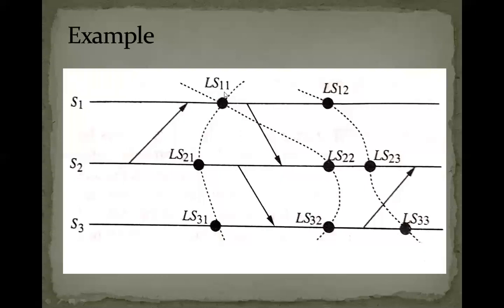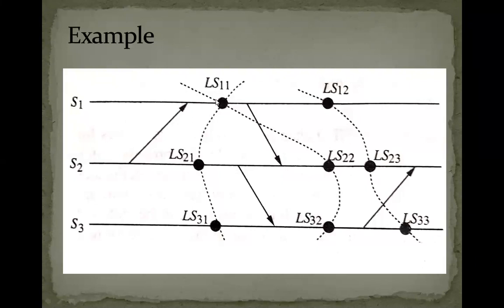Now let us check about this: the combination of LS11, LS22, and LS32. Here, in the recorded state, process S1 has information that it has received one message. That's all. At this moment, process S2 shows that one message was sent and one message has been received. Now, the sending event of this message which has been received has not been recorded in this.